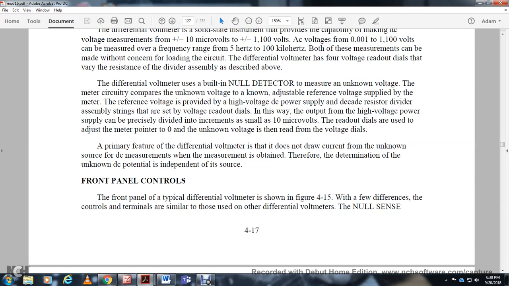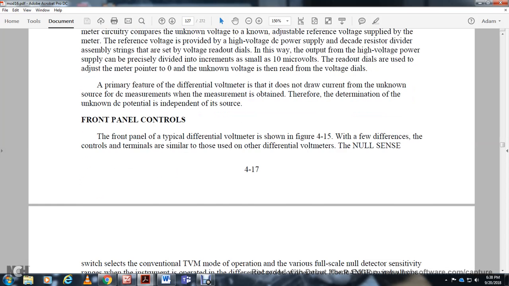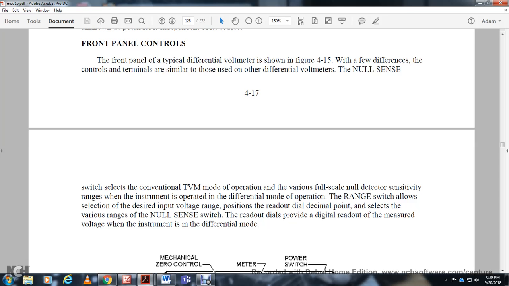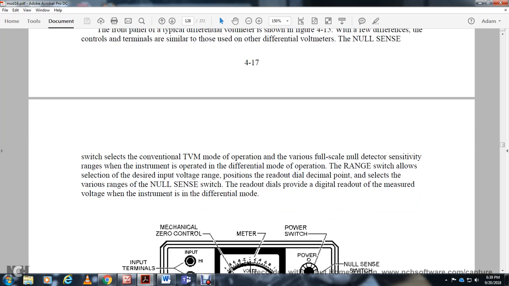Front panel controls. The front panel of the differential voltmeter is shown in figure 4-15. The mode switch converts the instrument to the TVM mode of operation. The null sense switch varies the full scale of the null detector and centers the range of the instrument. In the differential mode, the range switch allows the selection of the desired input voltage range. The readout dials and decimal point are selected for the voltage range, and the readout provides the visual reading of the measured voltage in the differential mode.